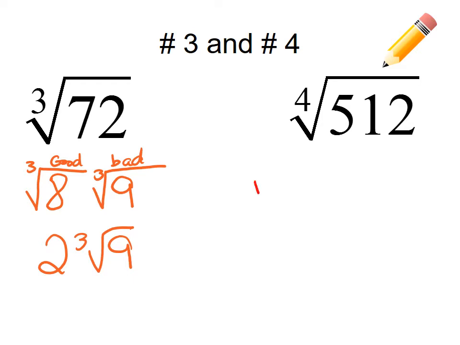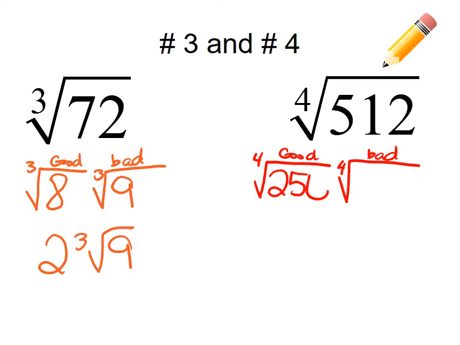For example 4, same process. We're looking at the fourth root. Therefore, look at your fourth column. If I generalize, what is a value that divides into 512 evenly from the fourth column? It might take a little bit of guess and check, but 256 divides into 512 twice. The fourth root of 256 is 4, and I'm left with the fourth root of 2.